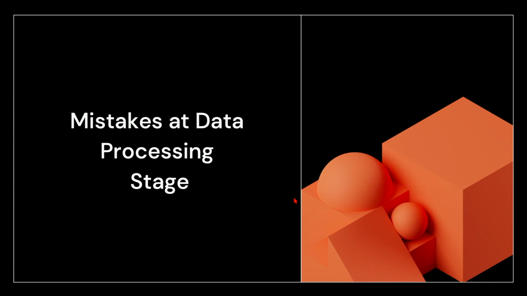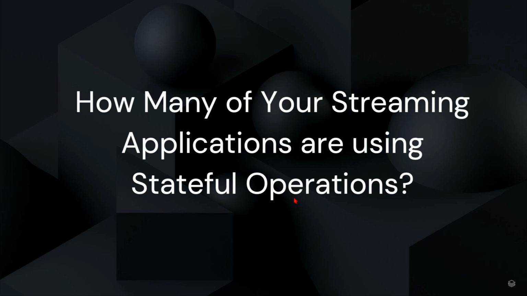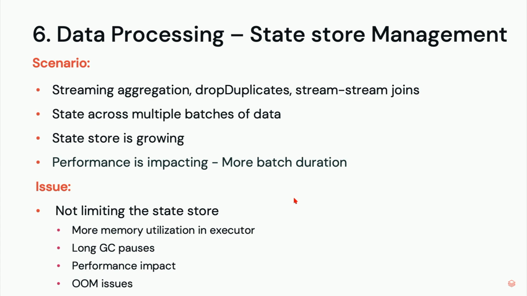Let's discuss the mistakes at the data processing stage. How many of your streaming applications are using stateful operations? Okay, that's a good number. So what is a state? For example, if I'm going with a drop duplicates, for each and every batch, it will be collecting some unique keys. Those unique keys should be stored somewhere, and the collected keys will be used for comparing against the next set of batches. So finally, we'll keep on collecting the data. If you keep on collecting the data, there should be something to manage this state and handle it efficiently, which is a state store.